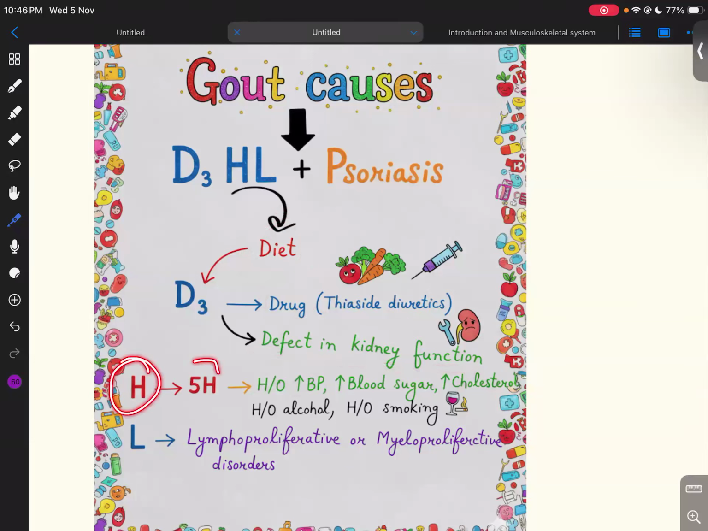The H goes for 5H. These H are the components of metabolic syndrome. That is history of high blood pressure, history of high blood sugar, history of dyslipidemia, history of excess alcohol, and history of smoking. Whenever anyone has metabolic syndrome, he is at increased risk of having gout. L goes for lymphoproliferative and myeloproliferative disorder.